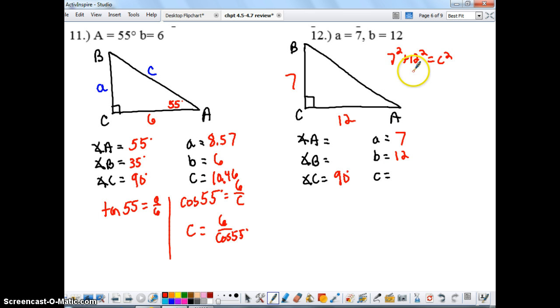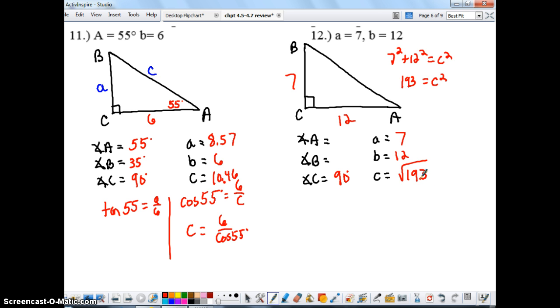So that's 49 plus, I'm sorry, plus 144 from the 12. So 49 plus 144, that's going to be your 193, which is the c squared. Square root that, and you get the square root of 193. You should try to break that down. This one does not break down, so the answer here is just the square root of 193.